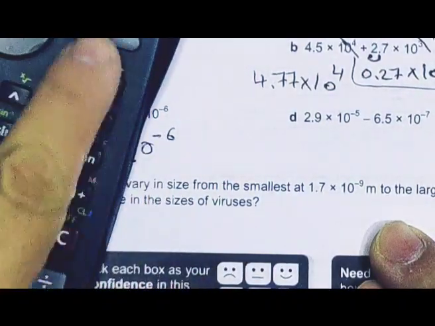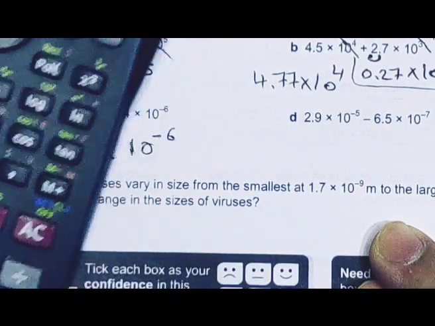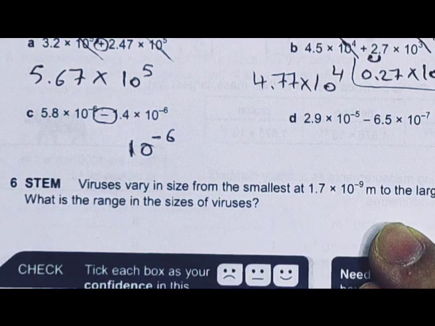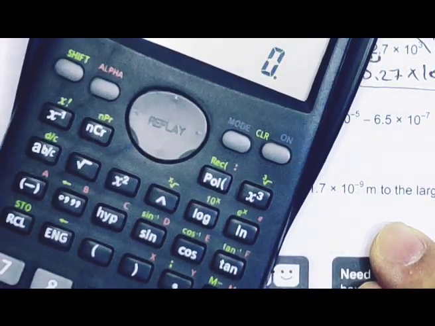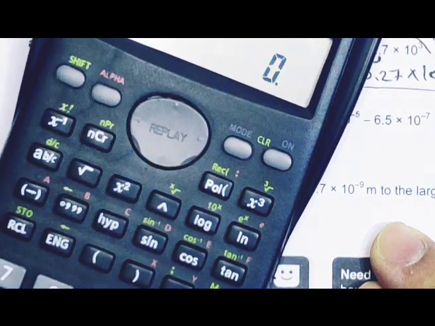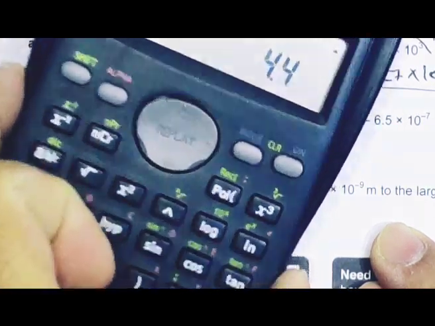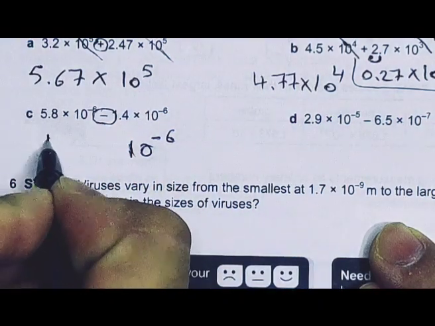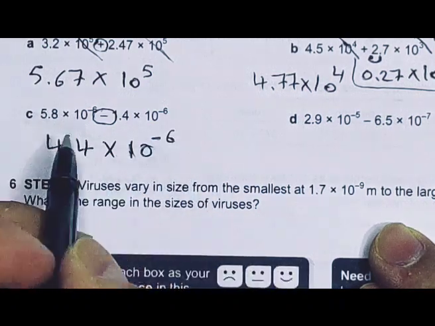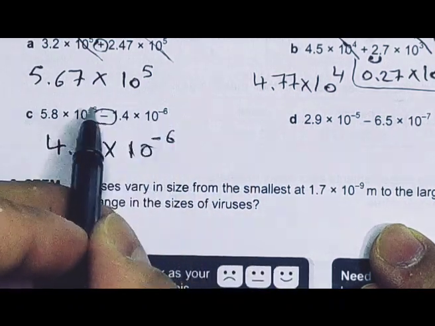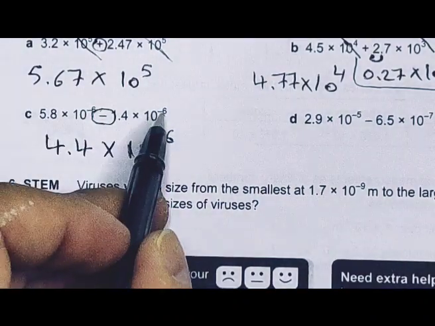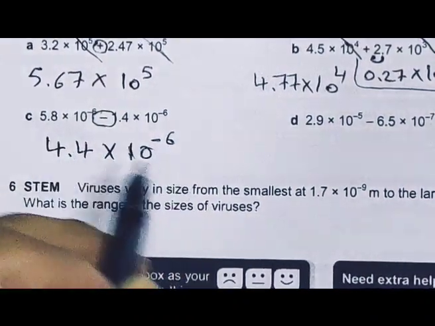So 5.8 minus 1.4. And the answer is 4.4. So this one is 4.4 multiplied by 10 power of negative 6. As we said, if we have common powers, if we have the same powers, we can add and subtract the numbers here and take the same 10 with the power and put it in the answer.